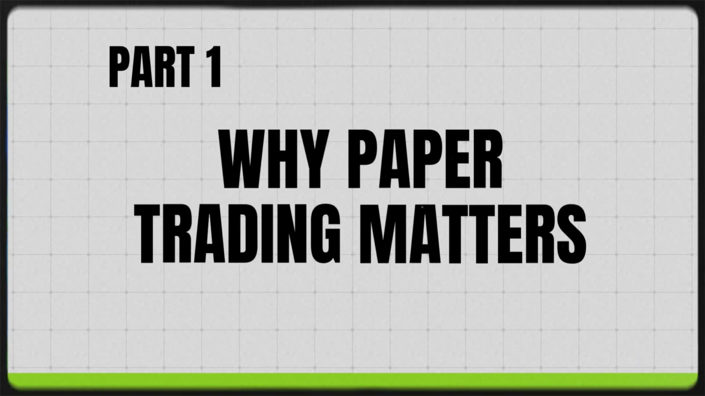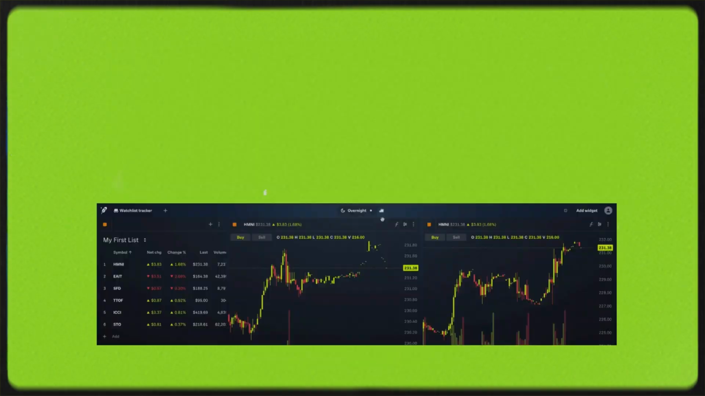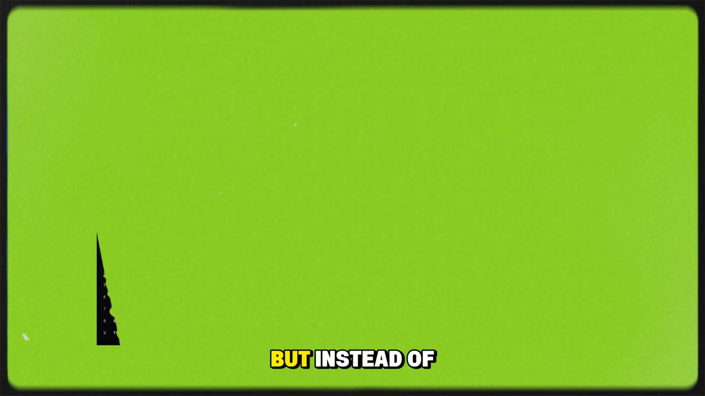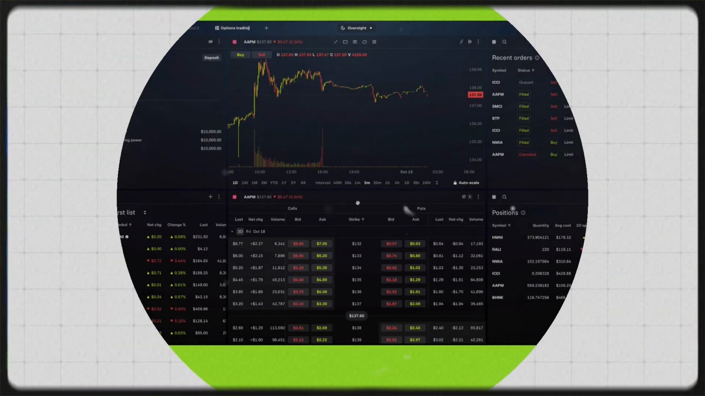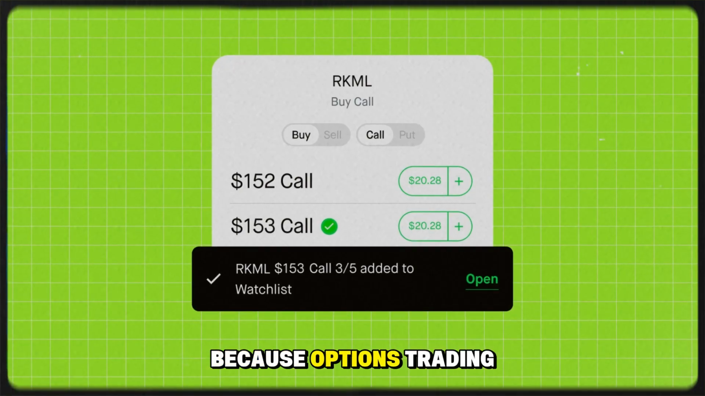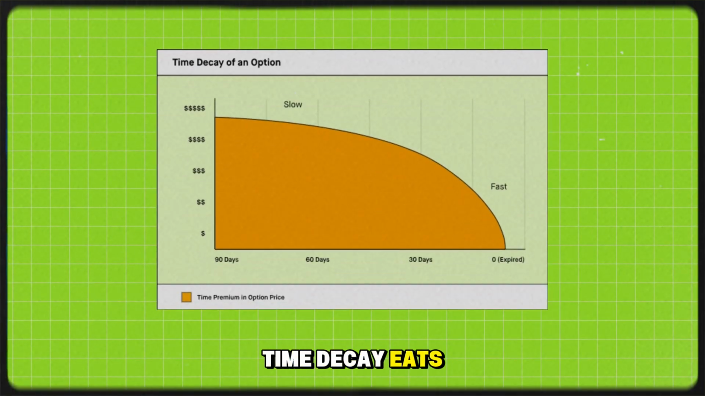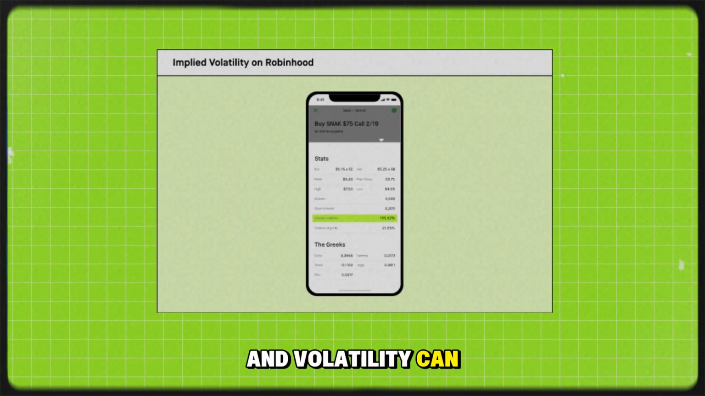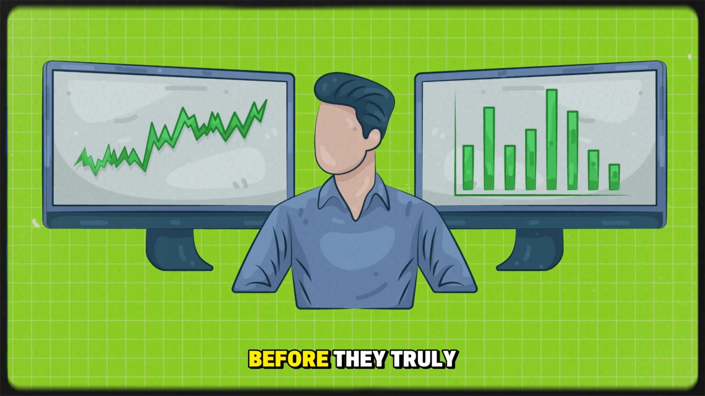Part 1. Why paper trading matters. Paper trading is simulated trading. It looks and feels like the real thing, but instead of risking actual money, you use virtual funds. Why is this important? Because options trading is risky. Contracts expire, time decay eats at value, and volatility can crush a position in minutes. Beginners often burn through accounts before they truly understand these forces.